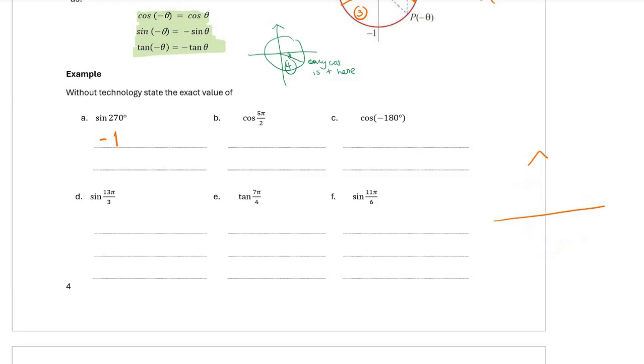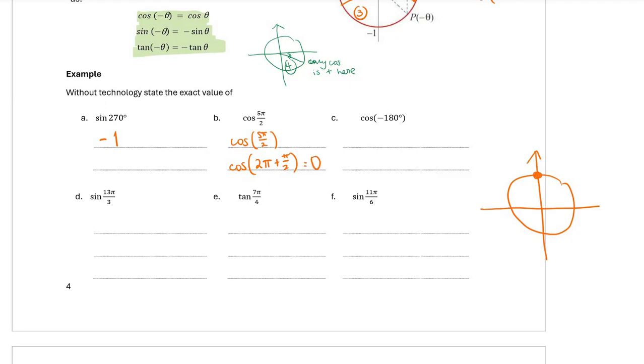Now, we're going to do that again, but instead of looking at 270, we're going to look at cosine of 5 pi on 2. Keep in mind that 5 pi on 2 is also equal to 2 pi plus pi on 2, because 2 pi is equal to 4 pi on 2. So if I've already made it around once, and then I go pi on 2 further, I'm going to end up here. And we can see that that is equal to 0, because our x value there is 0.